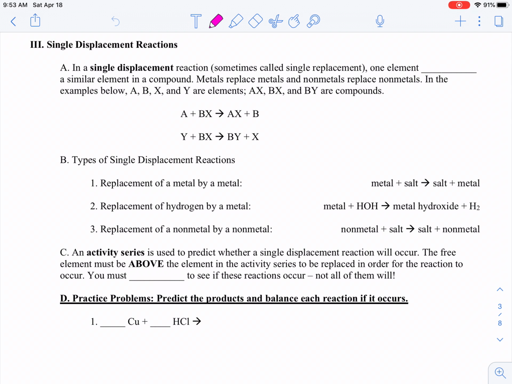Hey everybody, today we're going to talk about single displacement reactions, and another word for displacement could be replacement, because this is going to be a type of reaction where one element replaces a different element in the reaction.